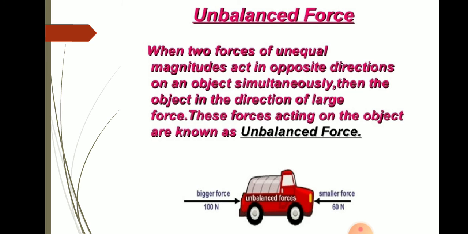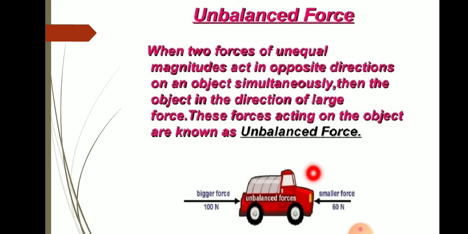So in which direction is the body going to move when the unbalanced force is applied? The object moves along the direction of the bigger force. So when two forces of unequal magnitudes act in opposite directions on an object simultaneously, then the object moves in the direction of the larger force. So this is unbalanced force. You can see here a vehicle, a bigger force of 100 Newton is applied in this direction. Opposite to that, a smaller force, 60 Newton, is applied. The object is going to move in the bigger force direction. So the object moves forward because the 100 Newton is applied in that direction.